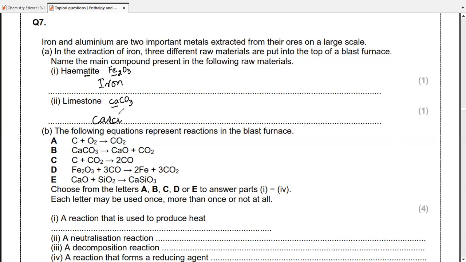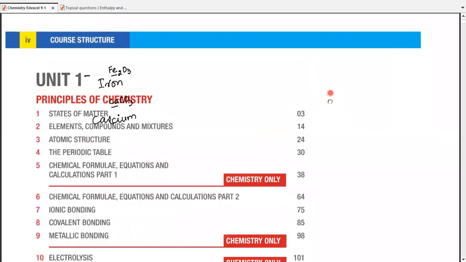So, Sir, is this there in the book? Yeah, it's there in the book. Okay. Limestone isn't, but hematite definitely is. In fact, limestone is also a part of that chapter. Sorry, can you show me in it? Yeah, sure. Just a minute. Get back to the book.